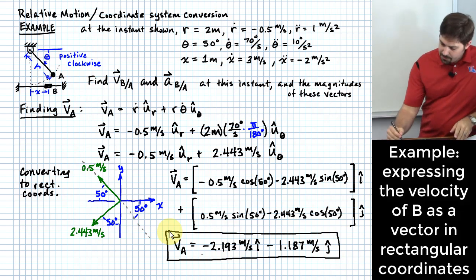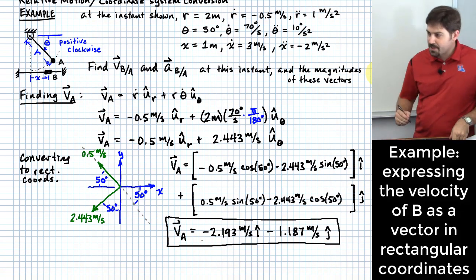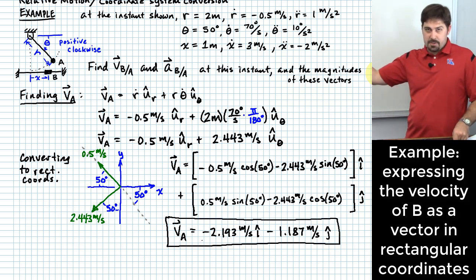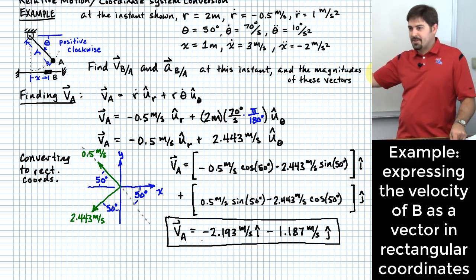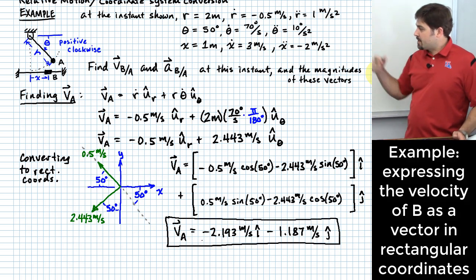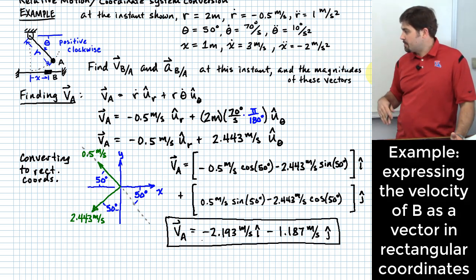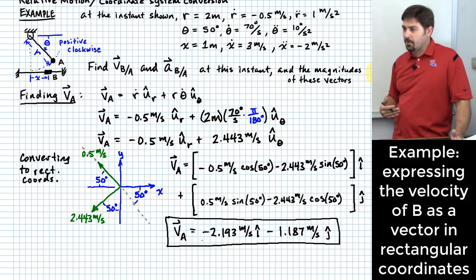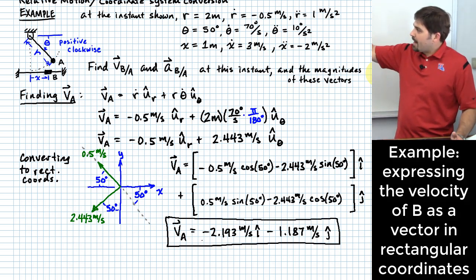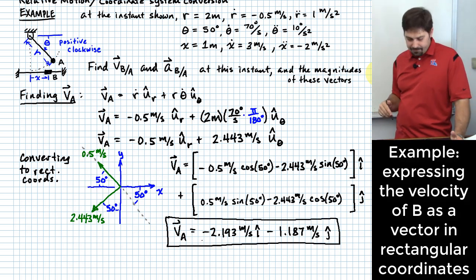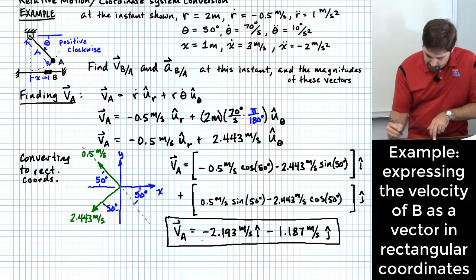So the next thing I want to do is state the velocity of B as a vector, because now we have the velocity of A expressed as a vector in x and y. That's helpful. If I can express VB as a vector in x and y, then I should be able to add them together, or do whatever math is necessary to come up with the velocity of B relative to A. Here's what that looks like.